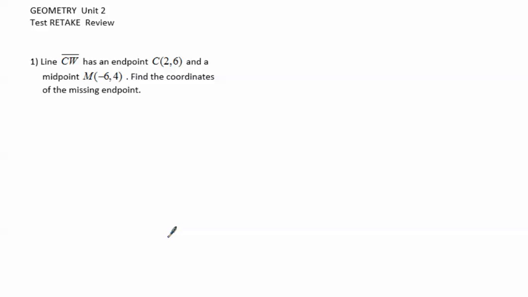In this tutorial, we're going to review some of the concepts that we had learned in Unit 2. In this first problem, they give you a line with an endpoint and a midpoint. So, remembering from class, when the midpoint is given, we circle it to remind ourselves the procedure is different. We're not just doing the midpoint formula. We need to find the coordinates of the missing endpoint.